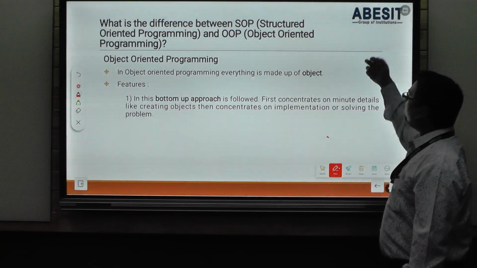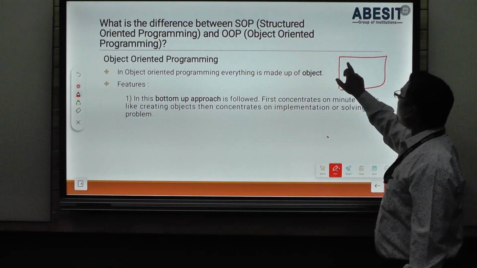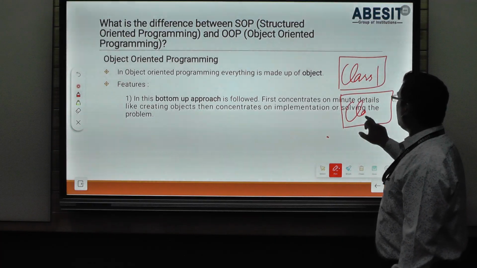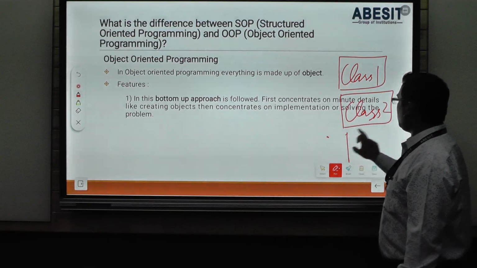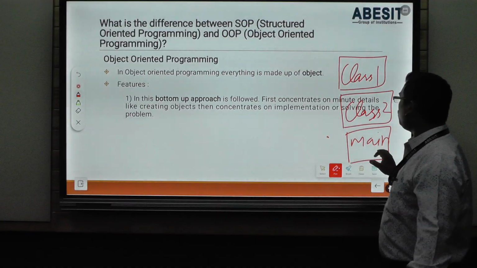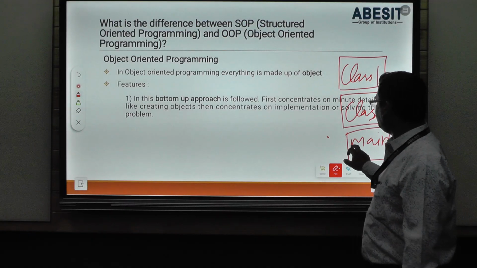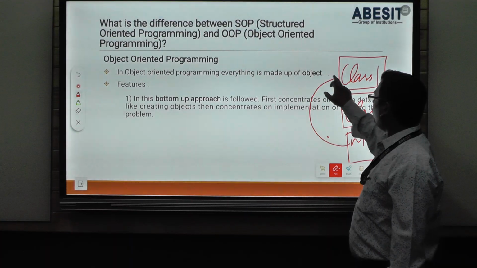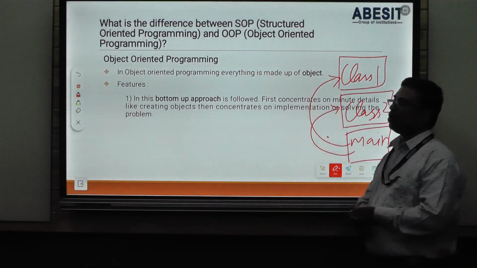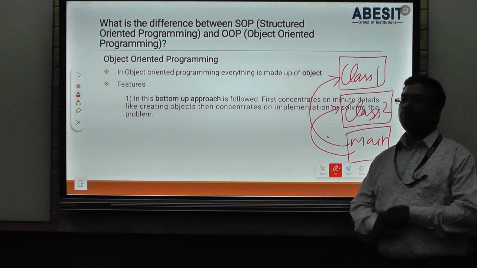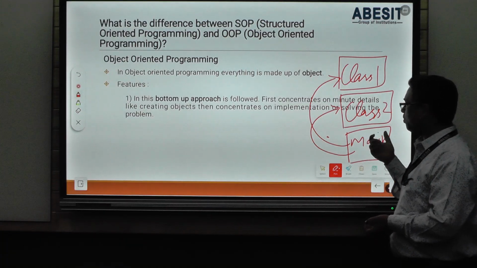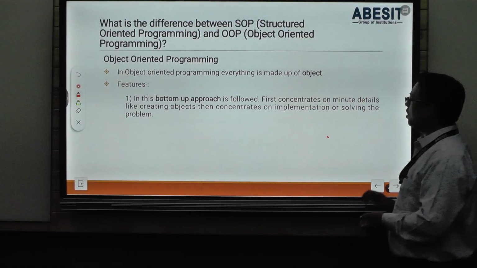In the OOP bottom-up approach, classes are defined on the top firstly, then we have class 1, class 2, then the main function is defined below the classes. Whenever main wants to call any class and create an object, control moves from bottom to up for every class. This approach is called the bottom-up approach because whenever main wants to create an object of a class, control moves from bottom to up.